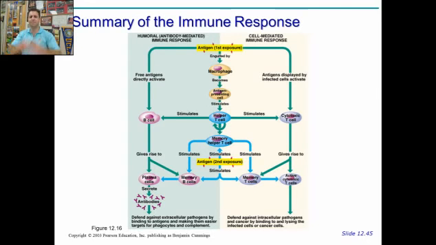So this is a big summary of all this response, a great slide to know, where you have the first exposure of the antigen, macrophage eats it up and shows it to the helper T cell. The B cell also gets shown the antigen. The helper T cell will show the B cell as well and show the cytotoxic T. The B cell is going to mature into plasma cells and then secrete antibodies. And then the helper T cell is going to become a memory cell as well.